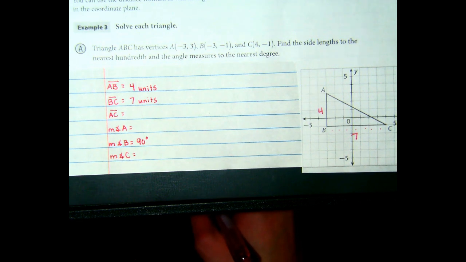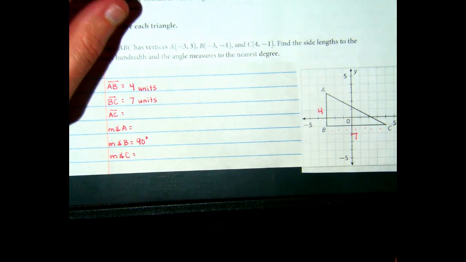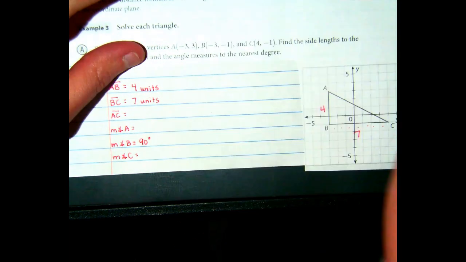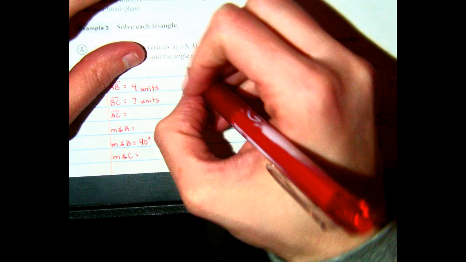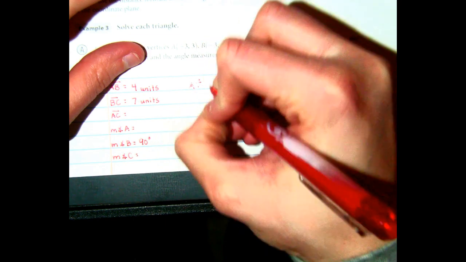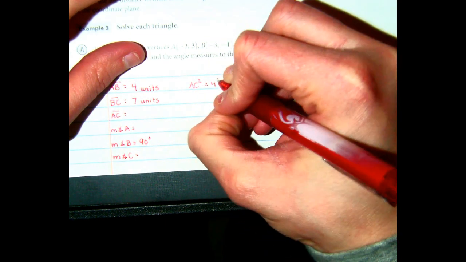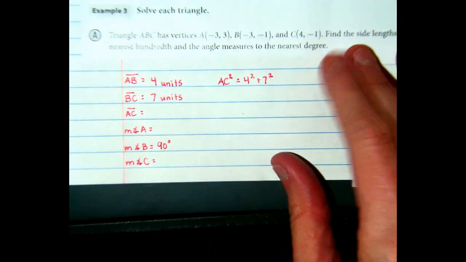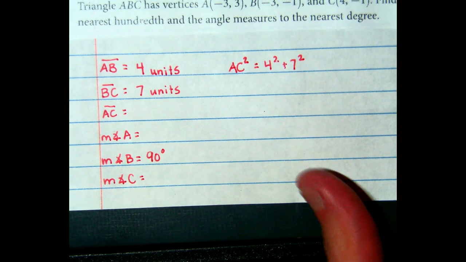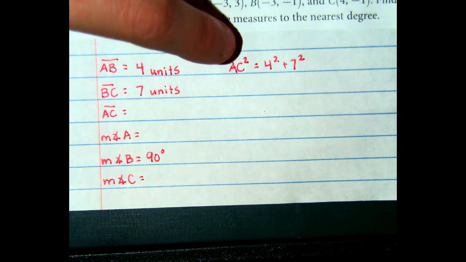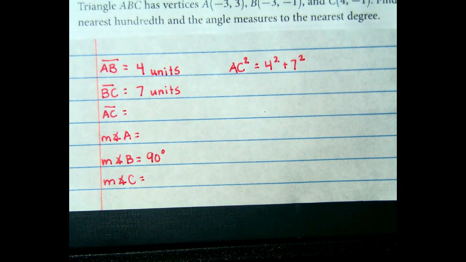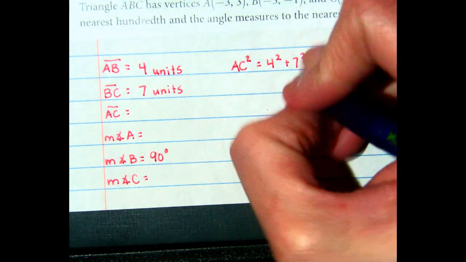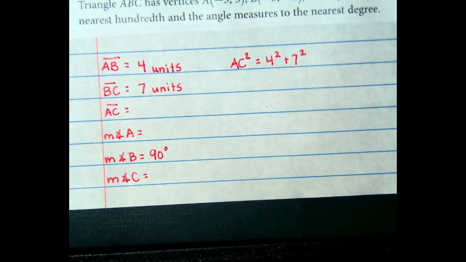Now, AC, do we have to use trig to find it? No, we can use Pythagorean Theorem. So somebody help me set up AC equals what? It's actually AC squared equals 4 squared plus 7 squared. Okay. I'm going to zoom in on this work because AC is the C value if I've got a right triangle, the hypotenuse. It says find the side lengths to the nearest hundredth.